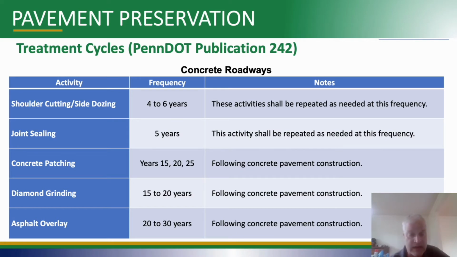Diamond grinding is done in 15 to 20. Probably at the same time you would do the patching, you would follow that up with grinding to restore your riding surface and in some cases the texture. And then eventually it would need to be overlaid. Now I have asphalt overlays on here. That's what we typically do. There are concrete overlays that can be considered, but we don't have them defined in our standard cycles. So every 20 to 30 years, or after 20 to 30 years, you're probably going to have to overlay the concrete pavement, which makes it composite, and then it follows a bituminous pavement cycle after that.